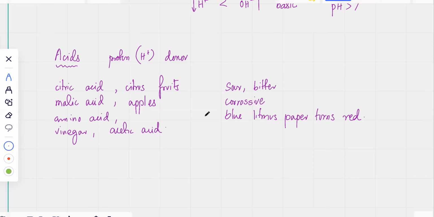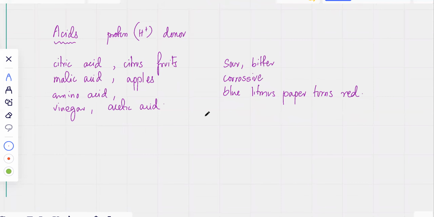I say it turns red. Now the other thing is, these are the properties of acids: sour, bitter taste, corrosive, etc. So what are acids and what are their formulas? Okay, that's what we were interested in. What is the formula of acids?